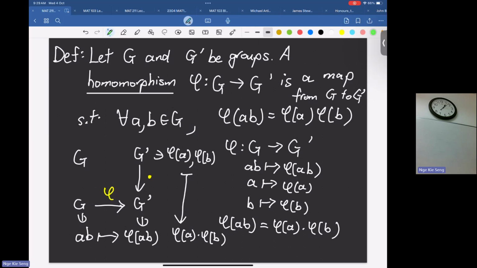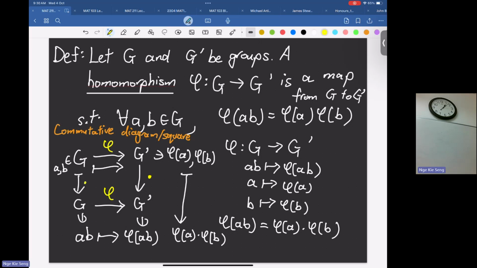I think you are hearing this word for the first time, right? So I'm writing a commutative diagram or square. Let me justify why it is commutative. I haven't finished this diagram yet. In G, I can take two elements out, which are A and B. If I send across to G prime, I just apply phi to them. If I go downward, I just multiply them.